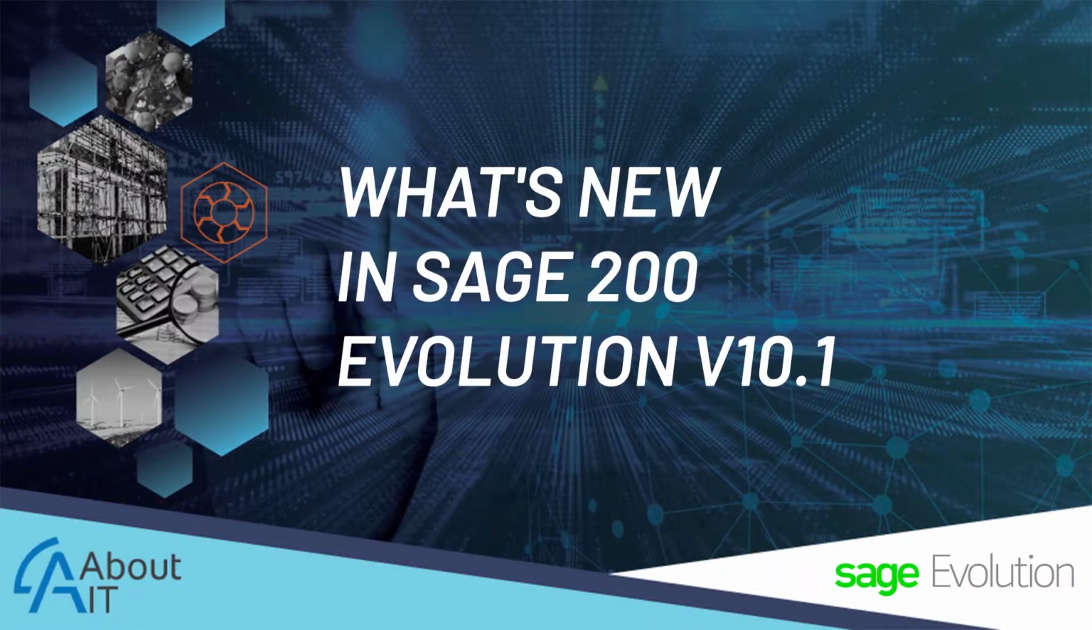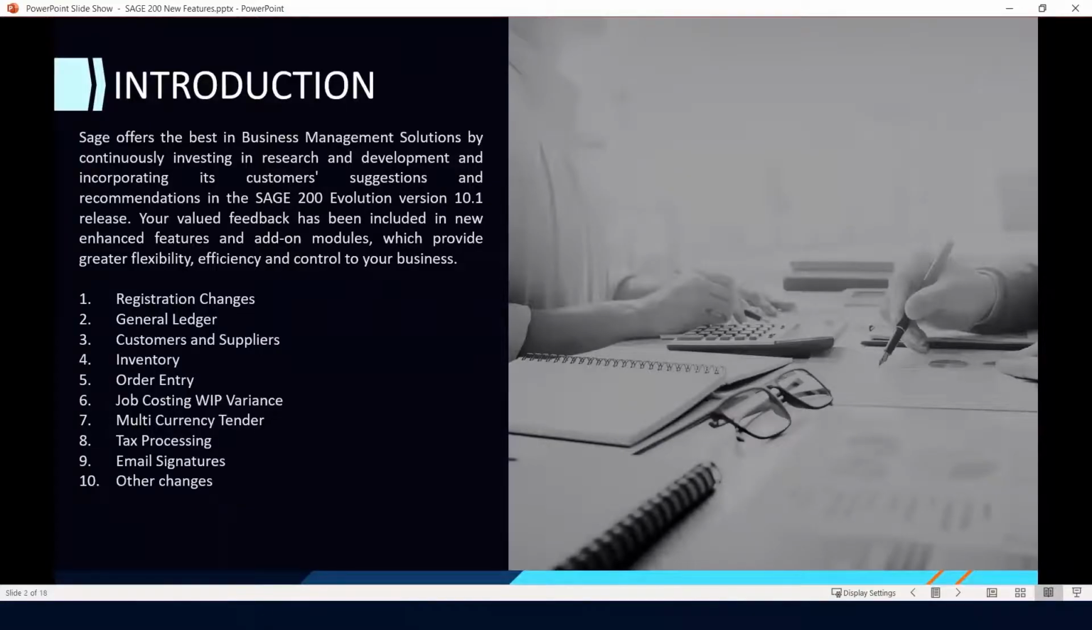What is new in version 10.1? Sage offers the best in business management solutions by continuously investing in research and development and incorporating its customer suggestions and recommendations in the Sage Evolution version 10.1 release. Your valued feedback has been included in new enhanced features and add-on modules, which provide greater flexibility, efficiency, and control to your business. Here's a list of a few changes that happened in the new release.